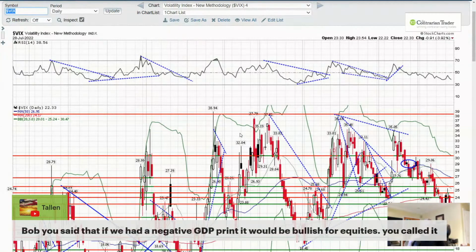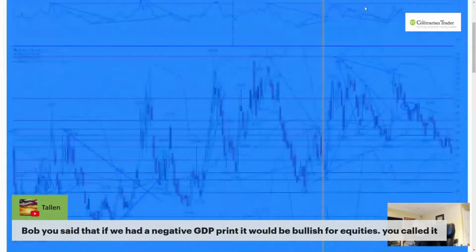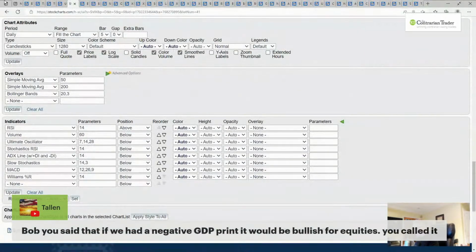So for those not familiar, the VIX usually trades inversely of the S&P 500. And it looks like we're going lower. Sorry, folks.